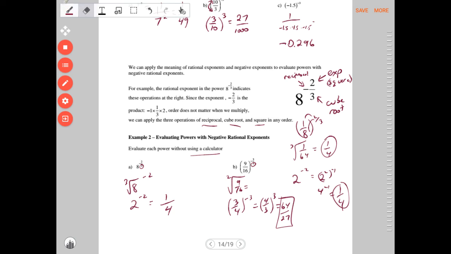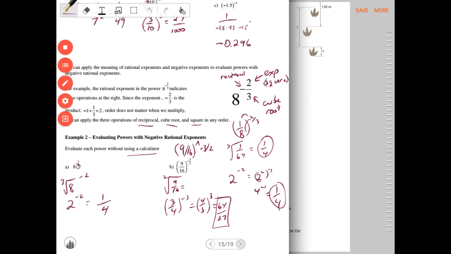If you do type this into your calculator, 9/16 to the negative 3/2, you would actually put that in brackets. So you'd go bracket 9 divided by 16, close the bracket, little hat guy, -3/2. Type that in and you would get 64/27. If it gives you a decimal, go math frac or menu number approximate to fraction, enter, and then you would get the 64/27. Awesome.